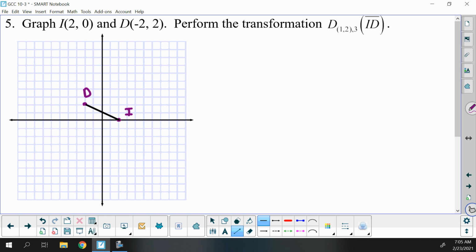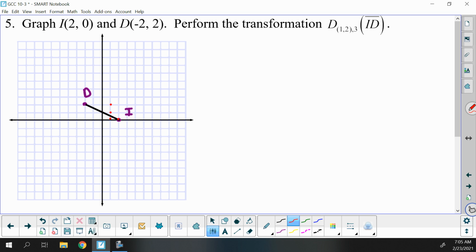Now they want us to do a scale factor of 3 from the point (1, 2). Well, (1, 2) is right here. Notice that is not on the original line, so this is going to create a parallel line. Notice to go from our center of dilation to I, we go down 2, right 1.